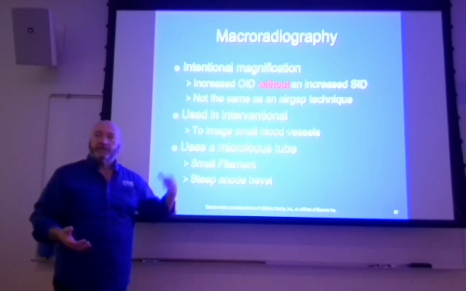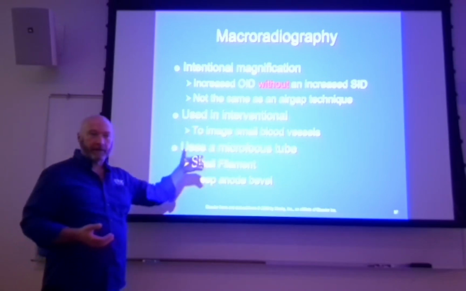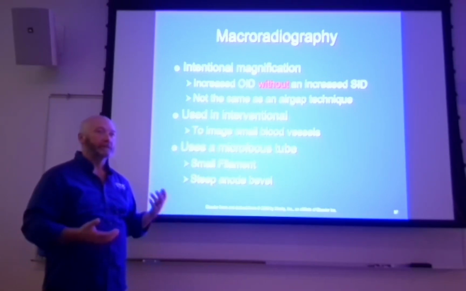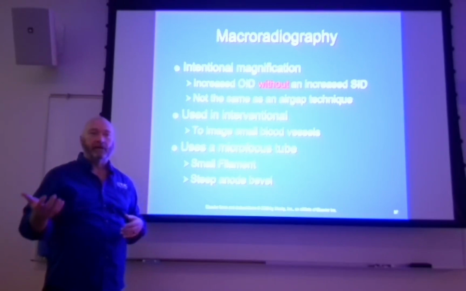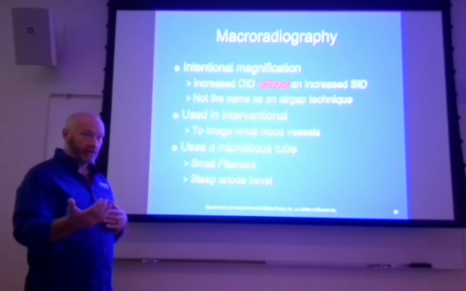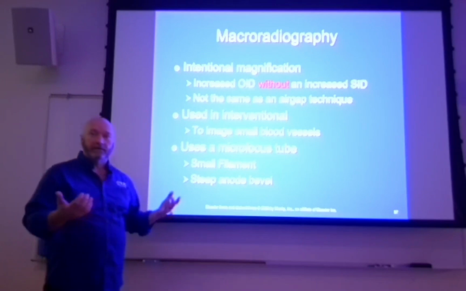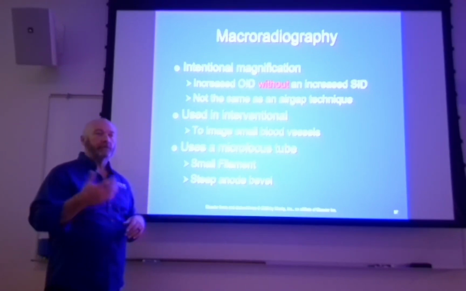So test questions, we'll ask you about macroradiography and how you overcome the inherent loss of sharpness as you increase that OID. How do you increase the sharpness of recorded detail when you increase OID?